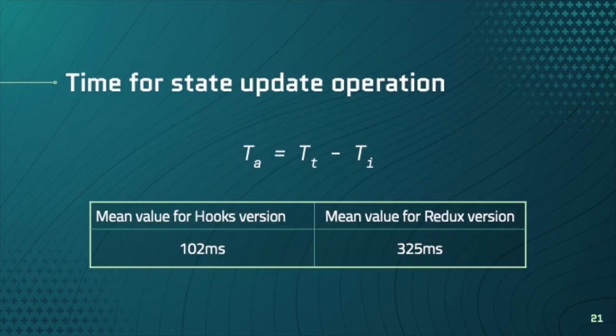The actual consumption time to update state is calculated by using the following formula, where TT is total consumption time and TI is idle time. The results of measurements are presented in the table. The average value was taken by measuring the interaction 10 times and afterwards calculating its mean.